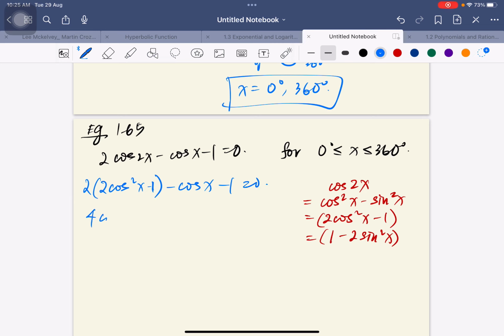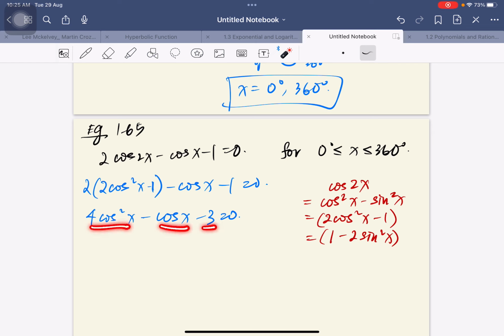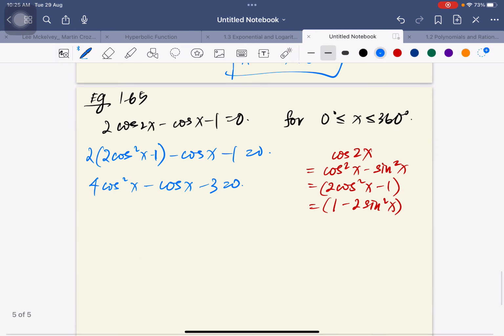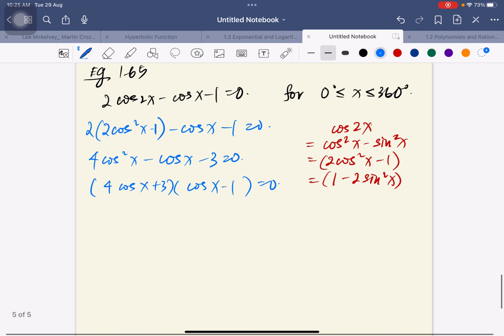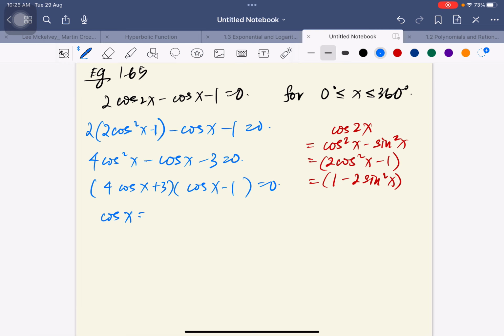Okay, you expand it and simplify. So minus 2 minus 1, minus 3. And notice that this is another quadratic pattern. It's almost like 4x squared minus x minus 3, right? So we can further factorize into 2 linear factors, just like how we did just now. So factorize. You should get 4 cos x plus 3 and cos x minus 1. So it's either cos x equals negative 3/4, or cos x equals 1.